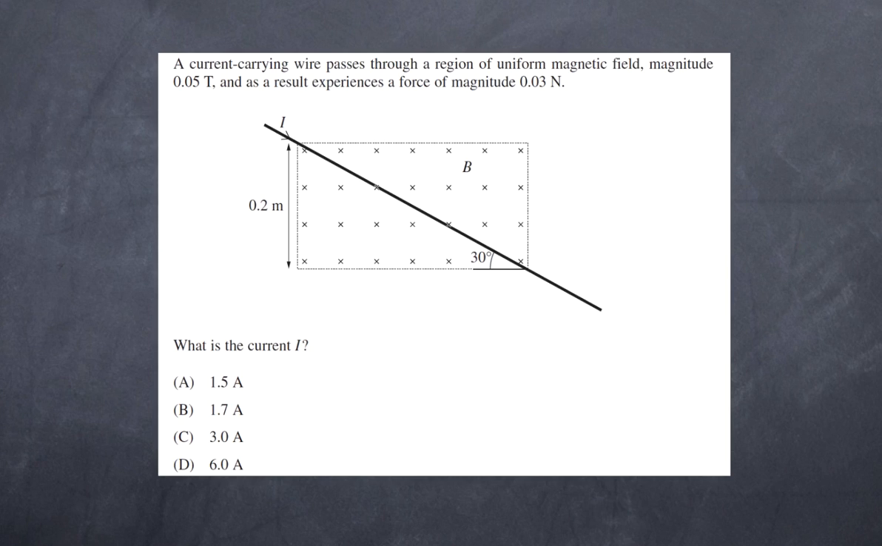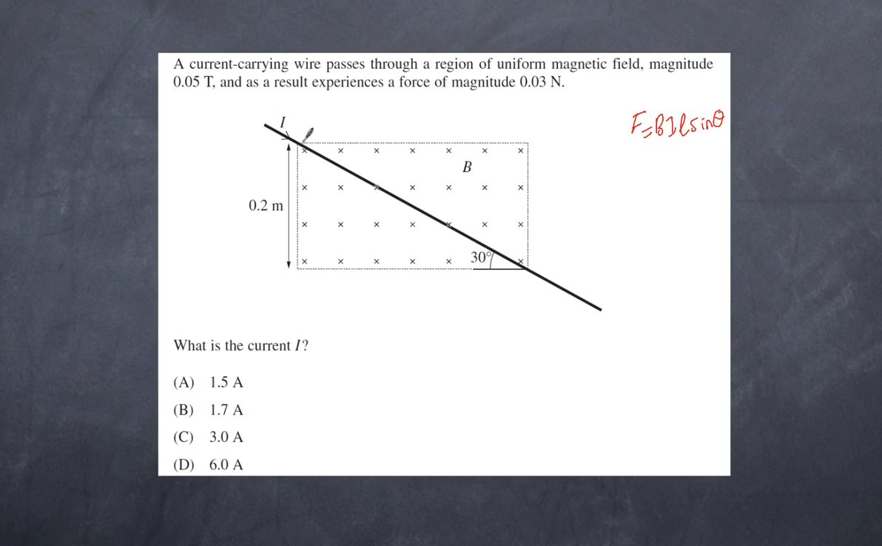A lot of students struggled with this question because they think, okay, F is equal to BIL sine theta, and that theta must be the 30 degrees. But no, that theta represents the angle between the wire and the magnetic field lines. And if you look very carefully, this wire is still 90 degrees with the magnetic field lines. So why is this angle important?